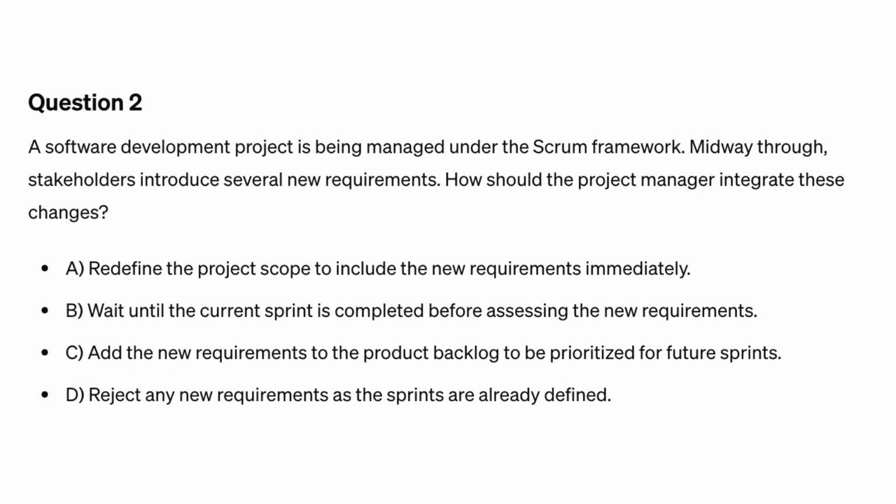Question 2. A software development project is being managed under the Scrum framework. Midway through, stakeholders introduce several new requirements. How should the project manager integrate these changes? A. Redefine the project scope to include the new requirements immediately. B. Wait until the current sprint is completed before assessing the new requirements. C. Add the new requirements to the product backlog to be prioritized for future sprints. D. Reject any new requirements as the sprints are already defined.